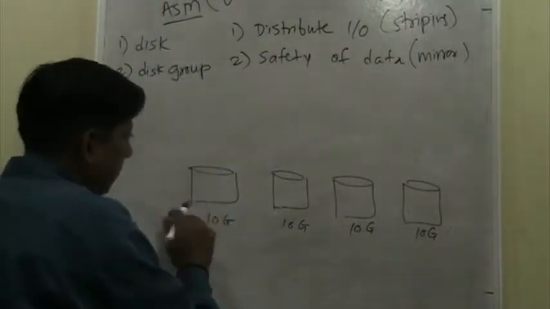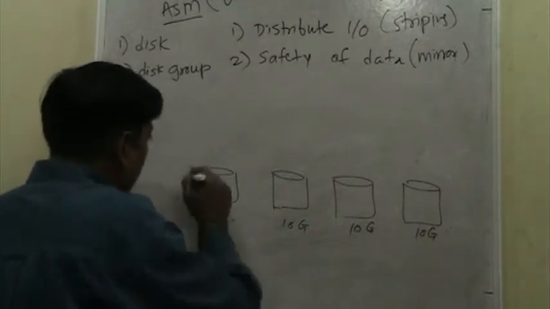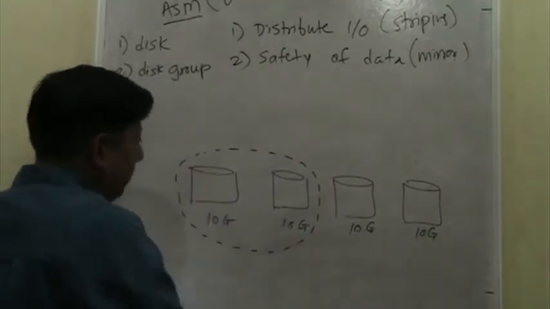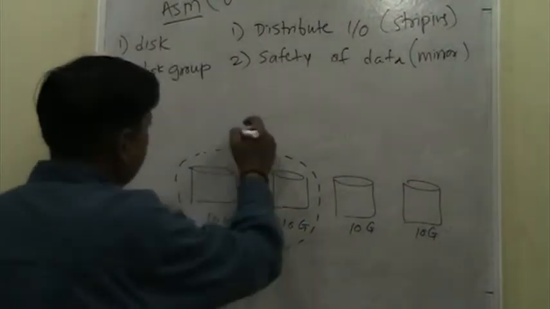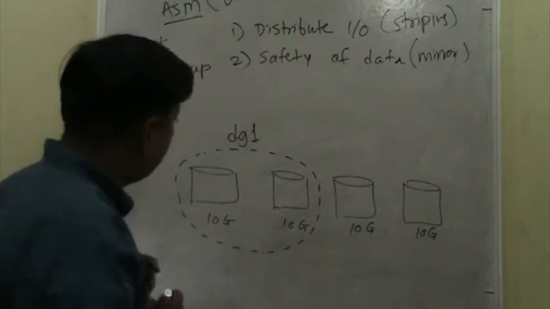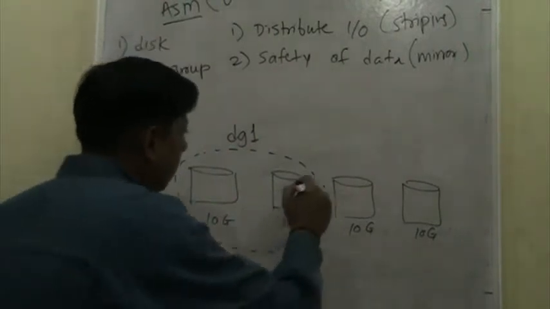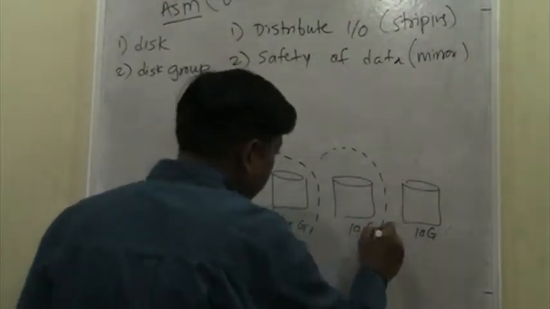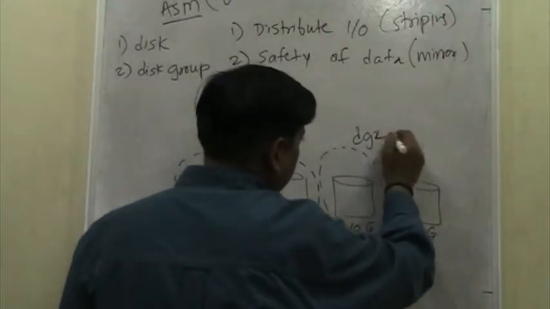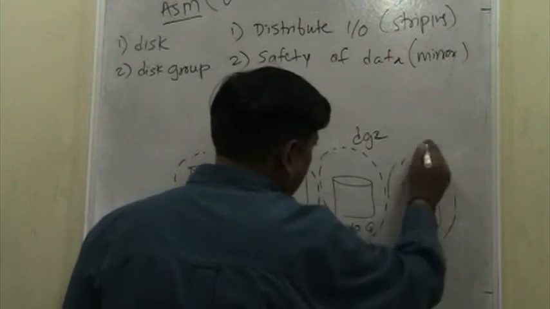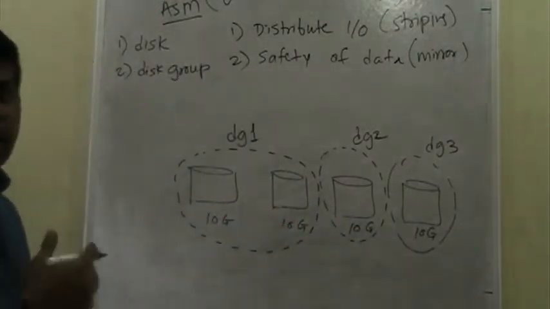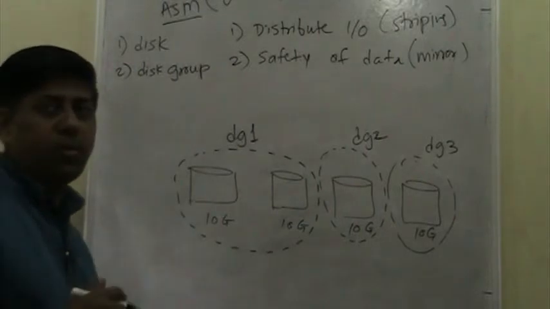So let us say now I have 4 disks to start with. I created a logical collection of these 2 disks. I'm going to call this disk group number 1. Then I can call just one of them disk group number 2, and I have one more as disk group number 3. Why am I doing this? Depending on the need of my space requirement for a database.